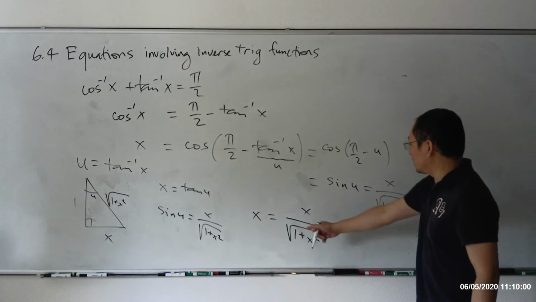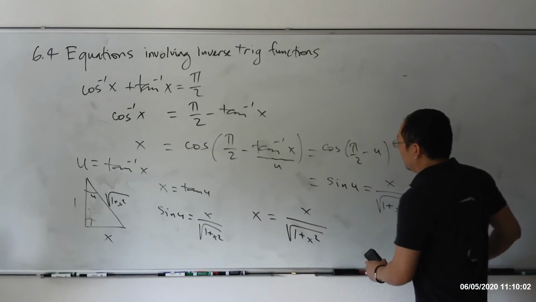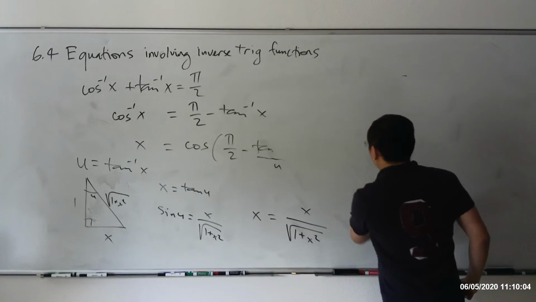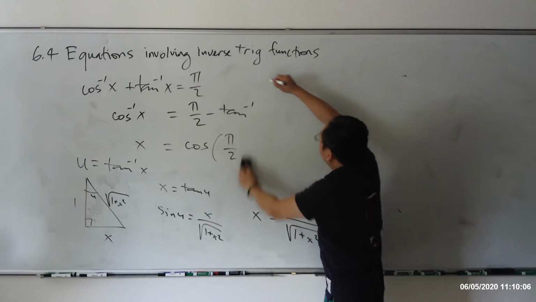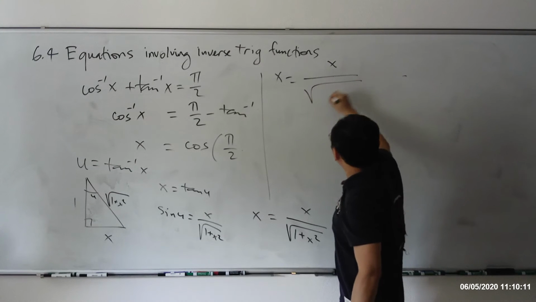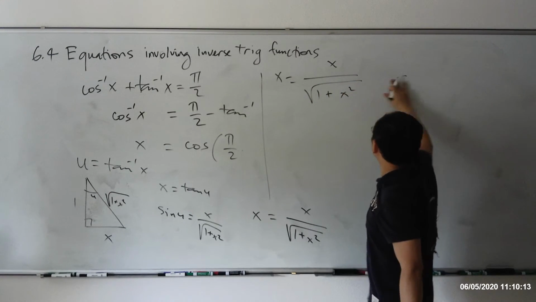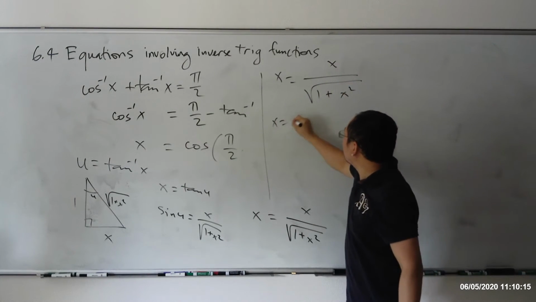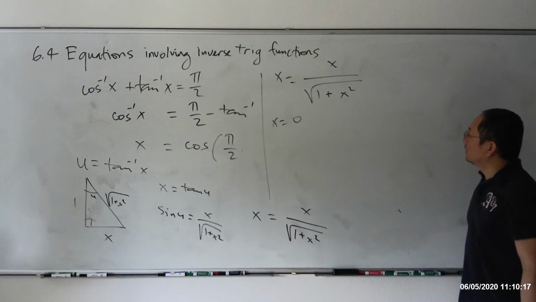Now we're gonna solve this x from here. So let me erase this, and we're gonna write. I'm running out of space to write. And here we have to solve this problem: x equal to x over square root of 1 plus x squared. The first solution is x equal to 0.